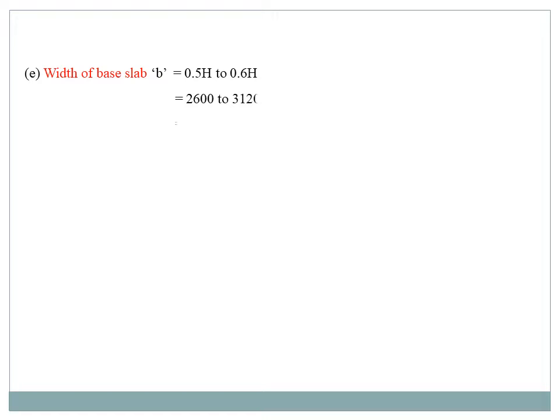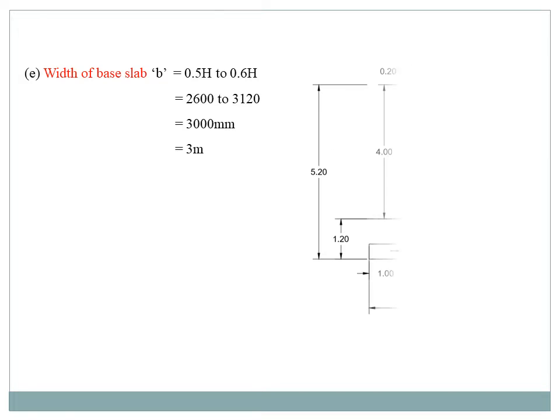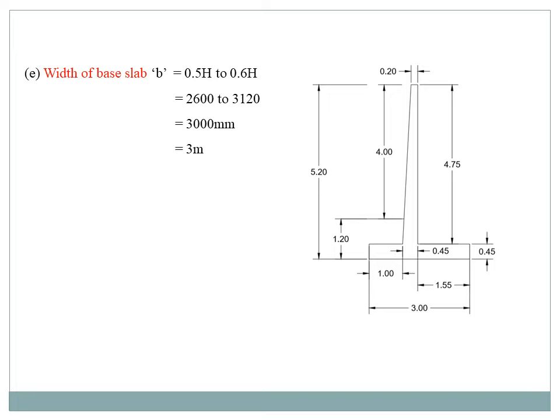Then width of base slab, b is equal to 0.5h to 0.6h. This is a simple formula. Apply the h values, you get 2600 mm to 3120 mm. In between, some value can be taken, and a suitable value will be chosen. The rounded value is 3000 mm, so we take 3 meter. The width of the base slab is 3 meter. Mark all the values in our retaining wall.